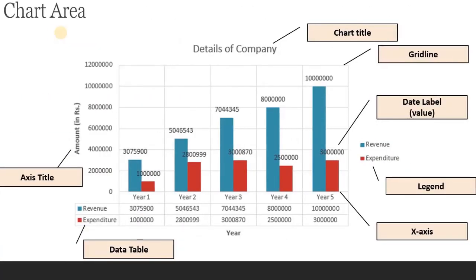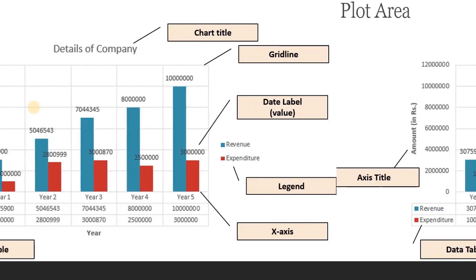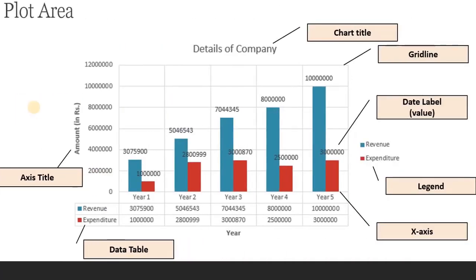Chart area refers to the area within which all chart components are placed. Often, it is surrounded by a border. All charts in Excel have a chart area, which encloses all elements of the chart. Plot area is a rectangular area bounded by the two axes. The x-axis and the y-axis define the two sides of the rectangular plot area.